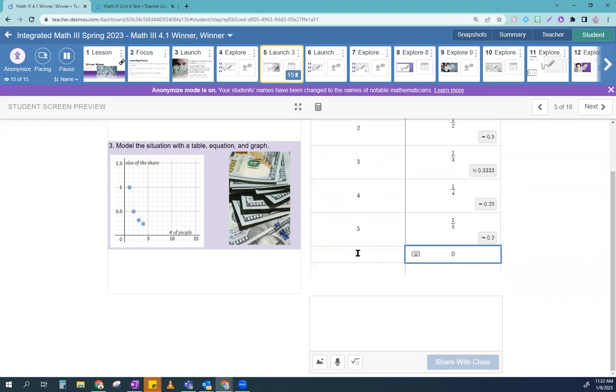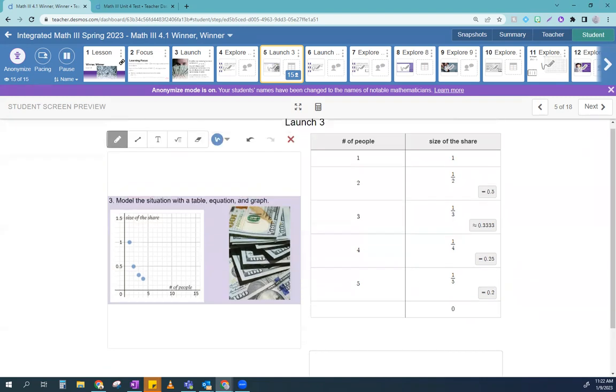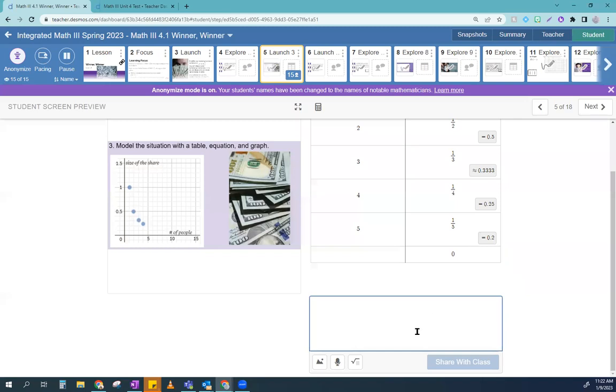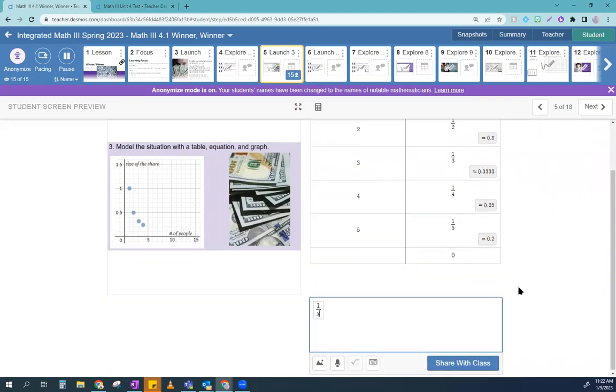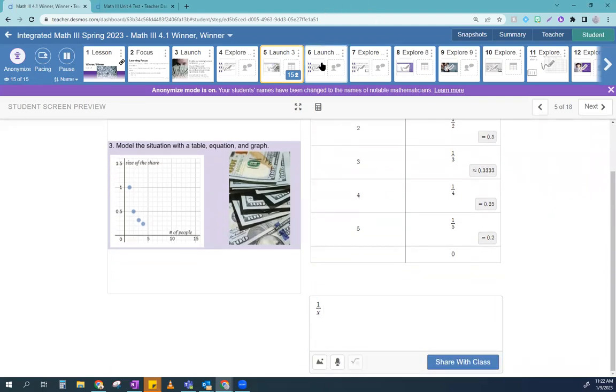There's no number here that would ever make me have 0 shares, right? Unless someone stole, and that's not what we're talking about here. So just keep that in mind. Okay, very good. So our equation here is just what we've been studying, which would be 1 over x, right? Where x is the number of people. Got it? Okay, let's continue on really quick.